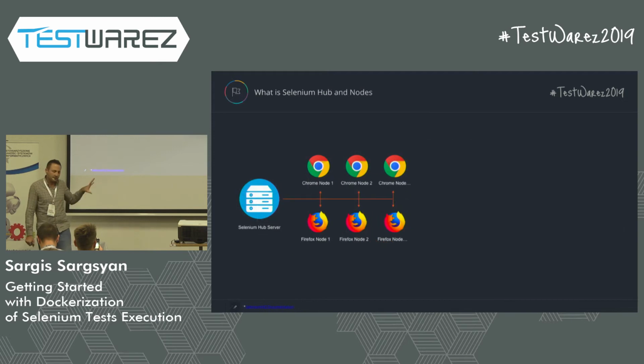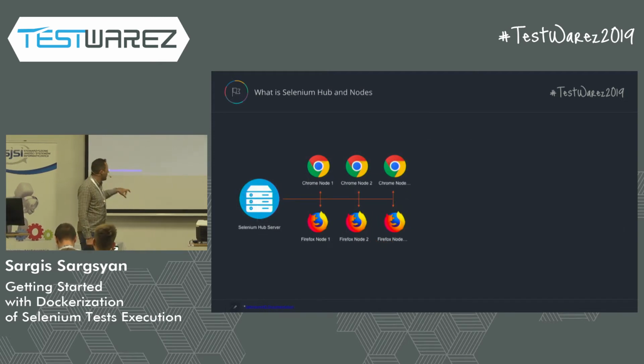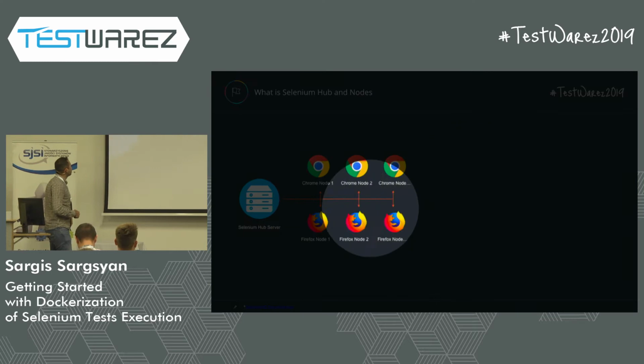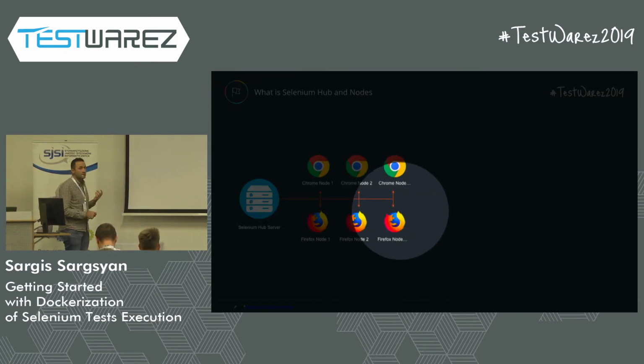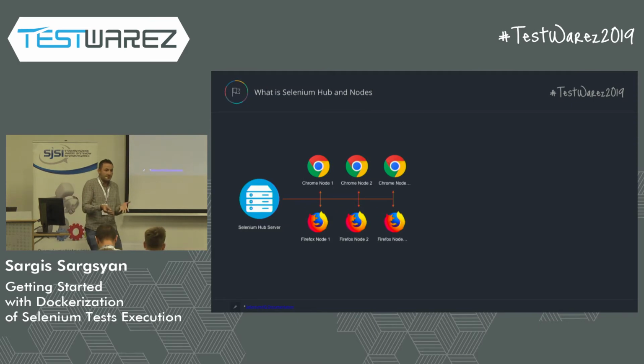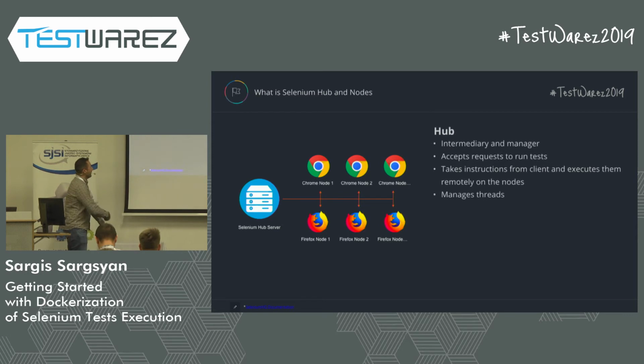Let's see overall how it works. Here we have the Selenium Hub, and we have the nodes. The nodes are the place where the browser lives, yes? So I marked it with the browser mark. Basically, what the hub is doing is managing the calls. It accepts the request from the test run, takes the instructions from the client, executes them remotely on the nodes, and manages the threads.